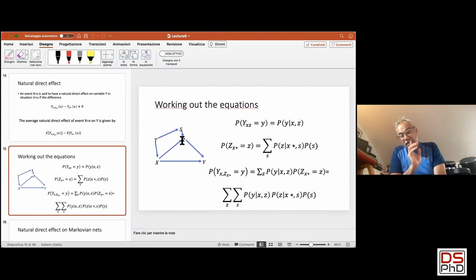But if you consider only Z, you see that Z is a collider of S and X. So if you consider only Z, you could open a lack of information, in the sense that you may undersample some way your situation. I'm not sure that while using SCM, linear or non-linear models, this kind of problem can occur. For sure, in using probabilities, it can occur.